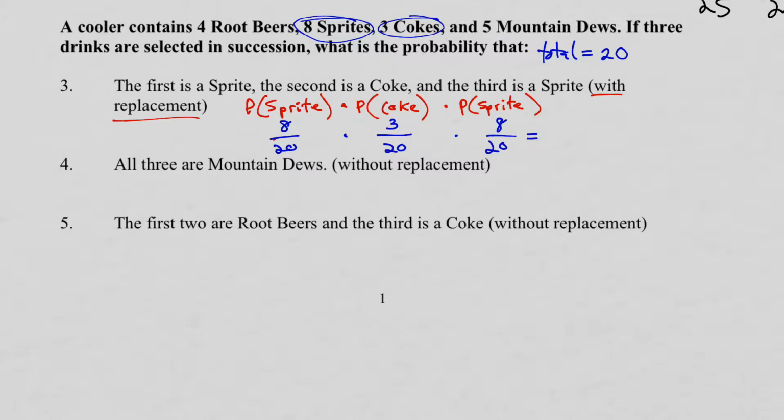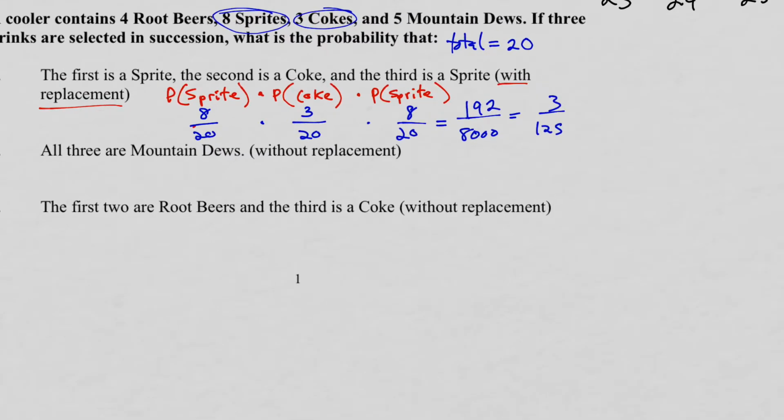Did it work out for you? Yeah, I did. Okay, great. Did you change something? Okay, so guys, if you're doing it this way, it's 192 over 8,000, which reduces to 3 over 125.